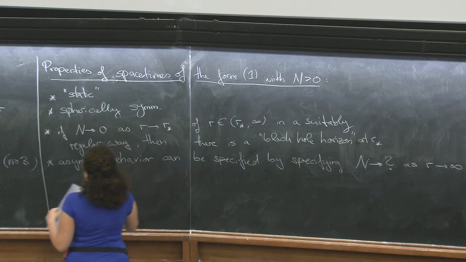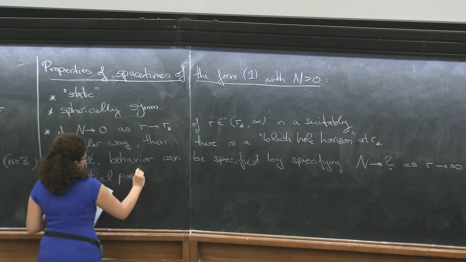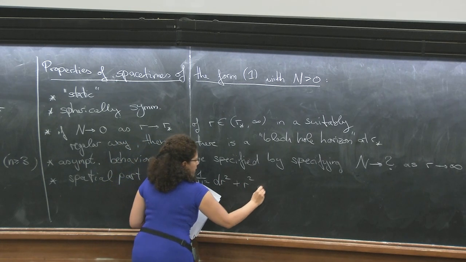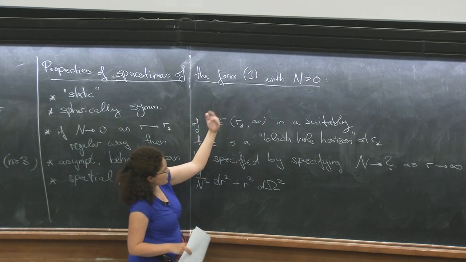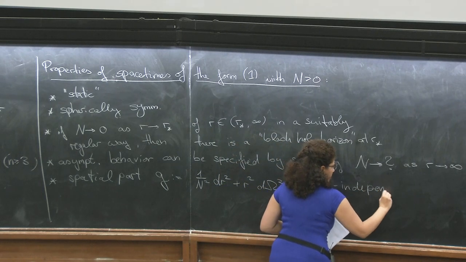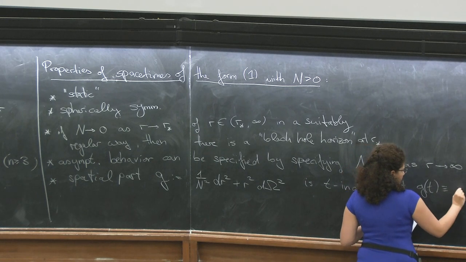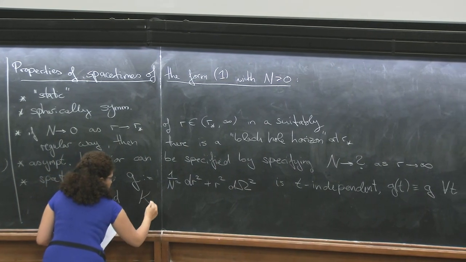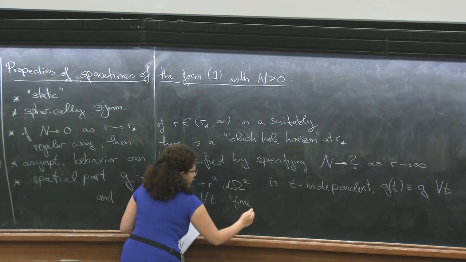Good. Another property they have is that their spatial part, g, being defined as 1 over n squared dr squared plus r squared d omega squared, is the same for every t. Yeah? It doesn't depend on t. That's one of the consequences of being static. Is t independent? And also, g of t is the same g for all t. And the second fundamental form, which I denote by k, of t is 0 for all t, which we will call time symmetric. Rick Shane may have mentioned that also.